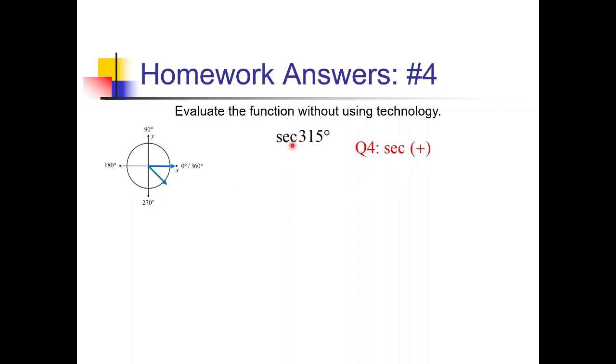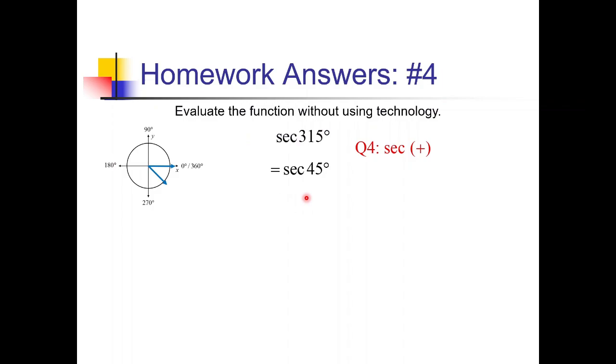So when I rewrite this with a reference angle, it'll be a positive secant of something. Now what's my reference angle? So we're closest to the 360 line. I can do 360 minus 315 to get my reference angle. So that's going to be 45 degrees. And this will be then positive secant of 45 degrees.